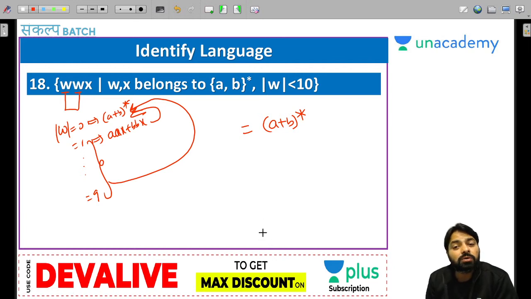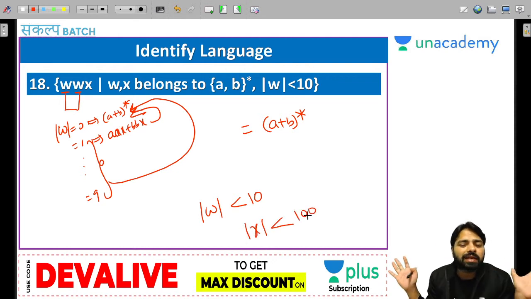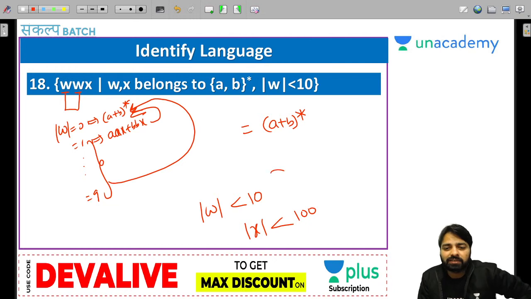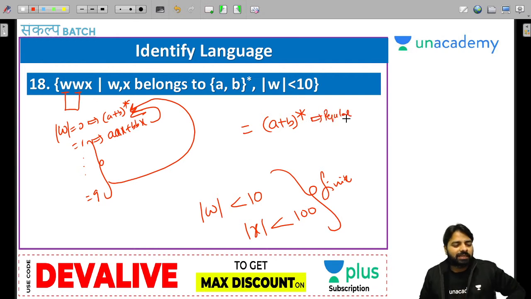It is regular, but don't say finite language. Language is infinite. When will it be finite? If the length of W is less than 10, length of X also less than 100, something like that, then language becomes finite. अब तो infinity है, but it is regular. Correct. Good.